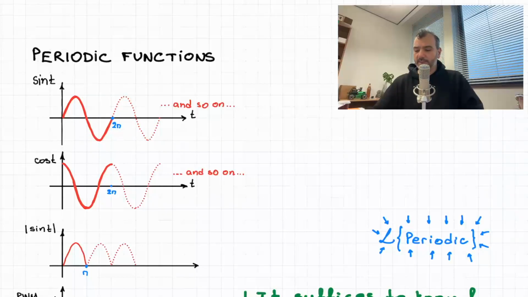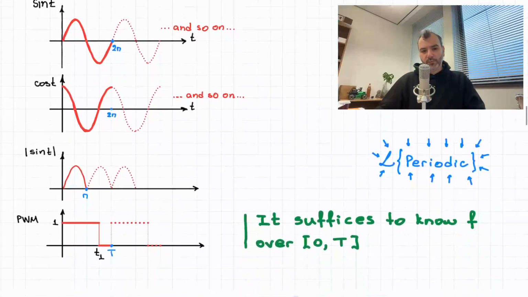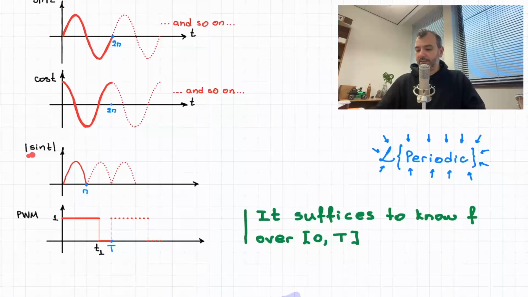The same thing happens with cosine. The function looks like this, and then the same pattern repeats. The time 2 pi here is called the period of the function. One more example is the rectified sine wave, absolute value of sine of t. So from 0 to pi, the function looks like this, and then the same pattern repeats. We'll give a proper definition in a moment.